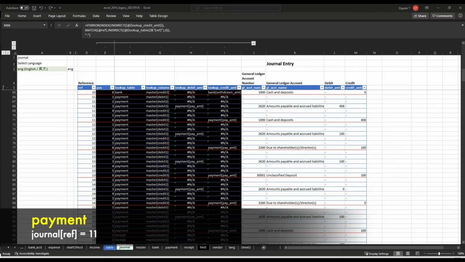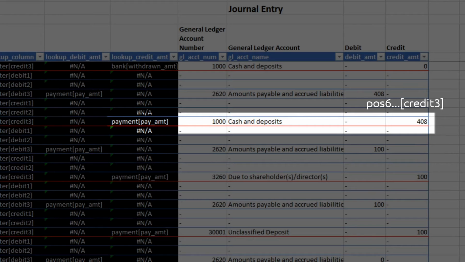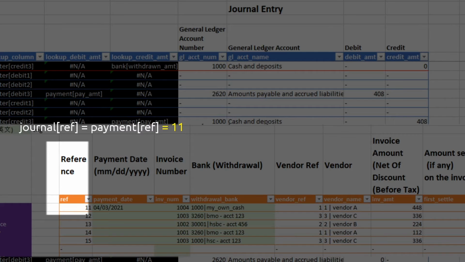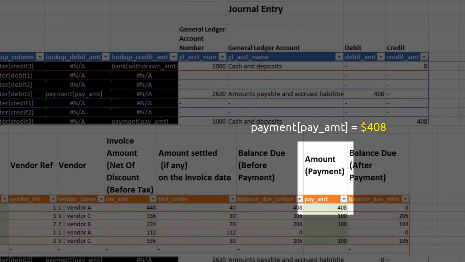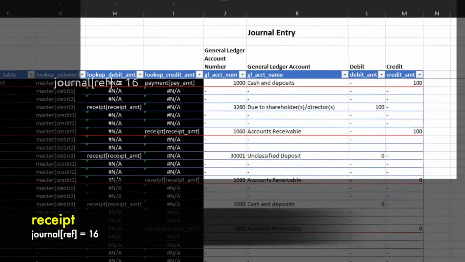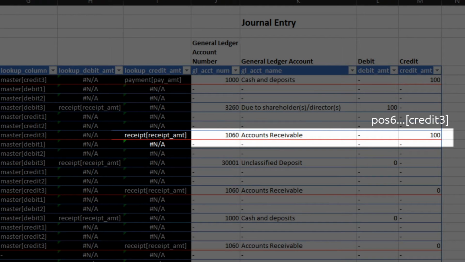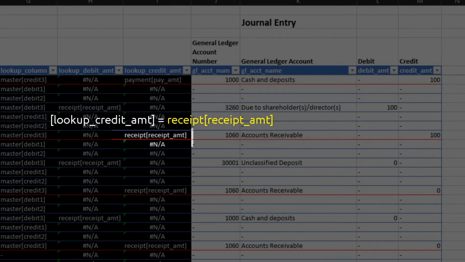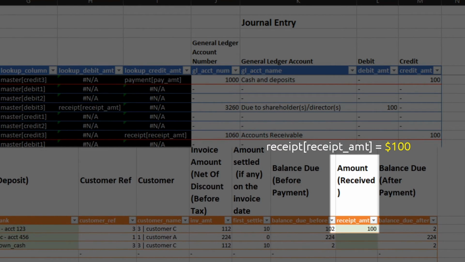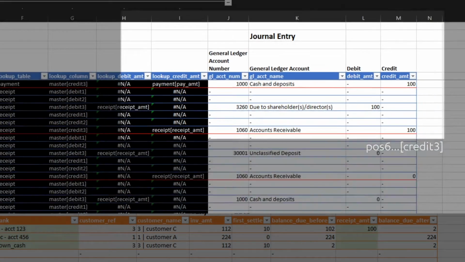Just like fund transfer, payment transaction also has one credit amount at position 6. This is from the payment amount column from the payment table, which is this one you see at position 6. Similar to payment transactions, receipt transaction also has one credit amount at position 6. This is from the receipt amount from the receipt table. That's the $100 to reduce the accounts receivable that you see at position 6.